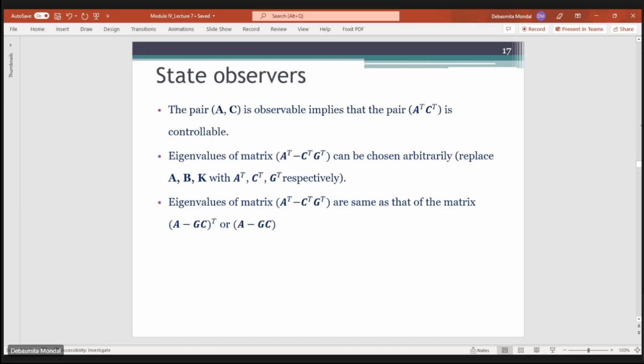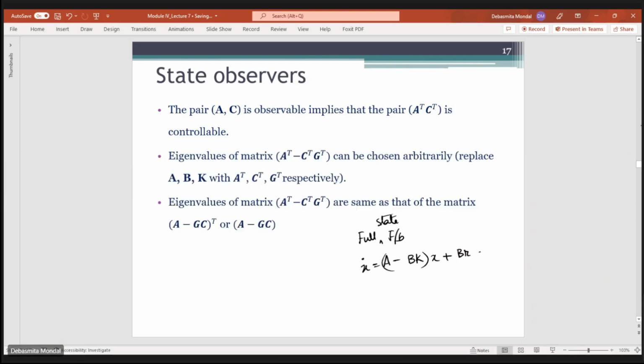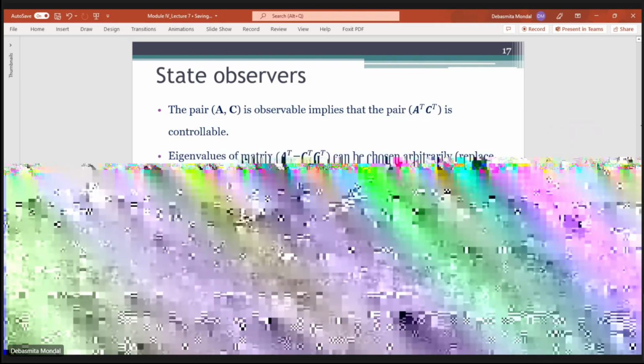In the initial case we had A, B and K. When we had full state feedback, this matrix was A minus BK. So x dot was equal to (A minus BK) into x plus B into r. Here in this equation you can simply substitute the values of A, B and K with A transpose, C transpose and G transpose.